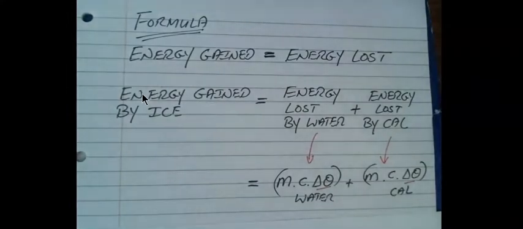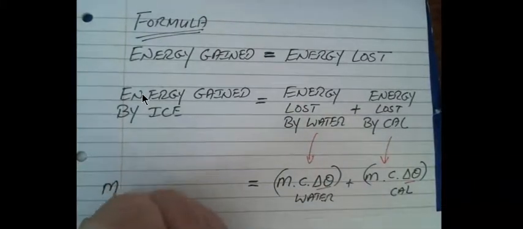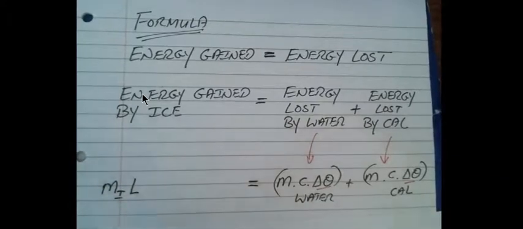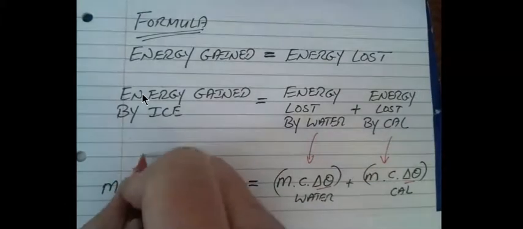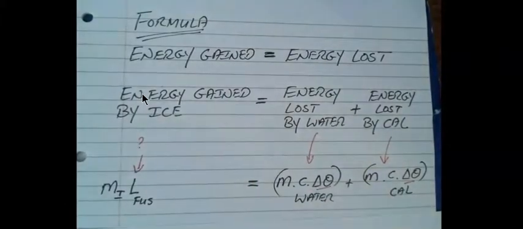Now, on the other side of the equation, the energy gained by the ice is easy enough to work out as well, because the first thing the ice does is melt. It absorbs latent heat from the warm water in order to melt. We can calculate this amount of latent heat by multiplying the mass of the ice by the specific latent heat of fusion of ice. It's very important to remember that this is the value we're trying to work out. We're trying to measure a value for that in this experiment.